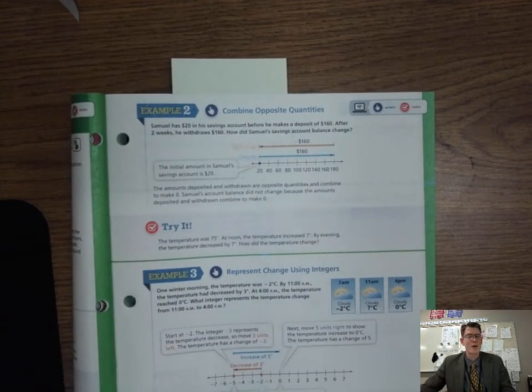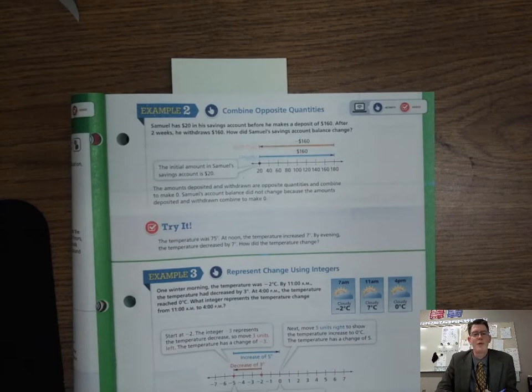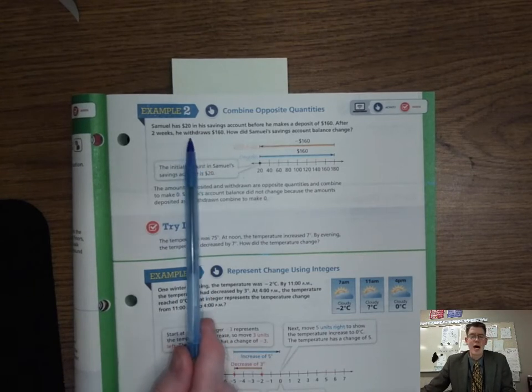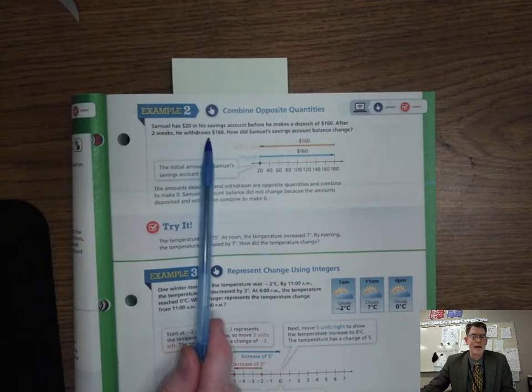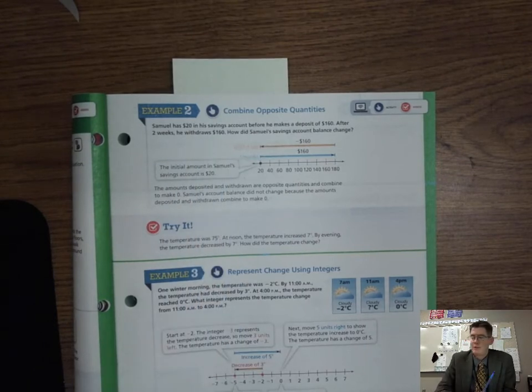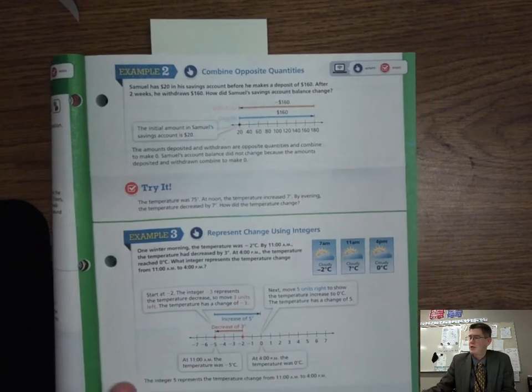Do you know what deposit means? And some of these aren't fair. We talk about them in class, but some of these words, you may have never seen the word before. A deposit of $160 means that he put money into the bank. So the money went up 160. And then a withdraw of 160, that's a negative amount. That's going down 160.